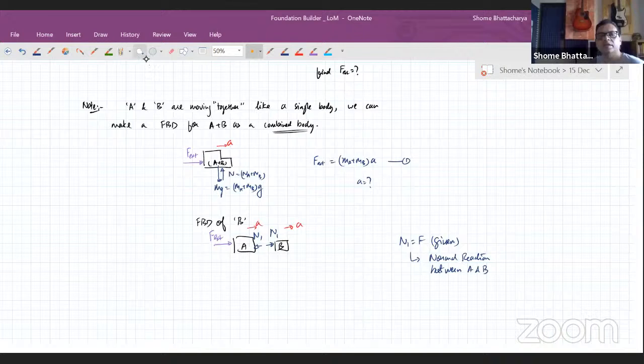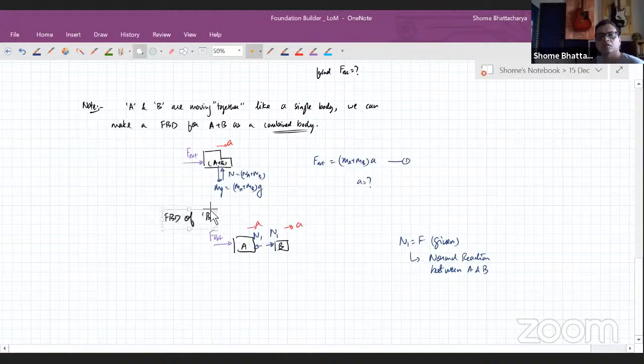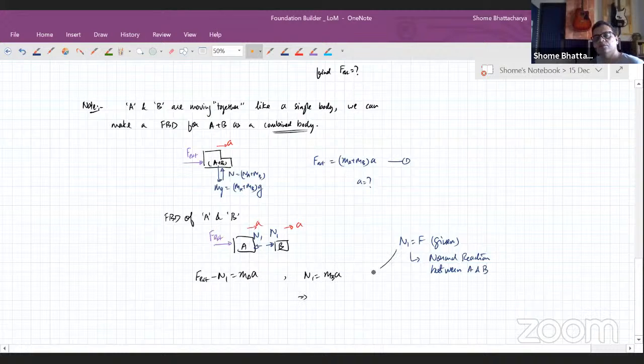If I make the single free body diagrams of A and B, this is how they will look. For A, we'll have the equation F external minus N1, I'm not showing the vertical forces, is equal to this. Or even better, for B, I have N1 is equal to mass of B into A. N1's magnitude was only F. So F is equal to mB into A. Take this as your second equation.